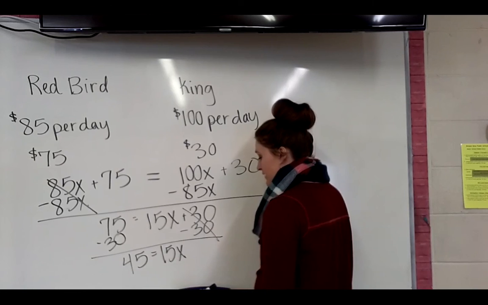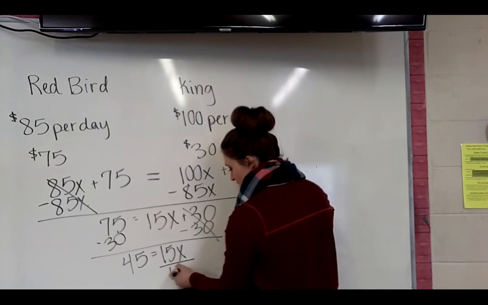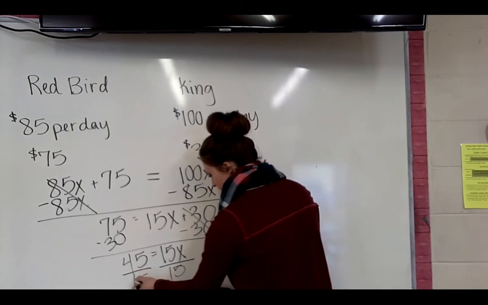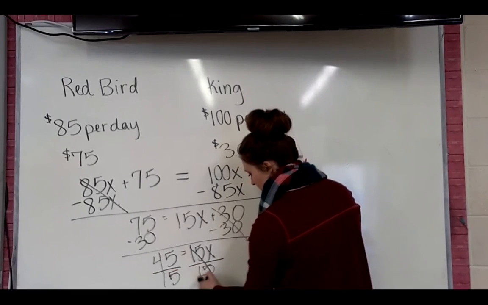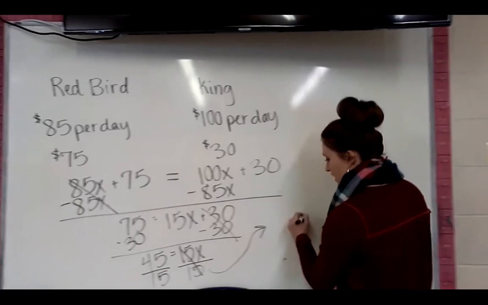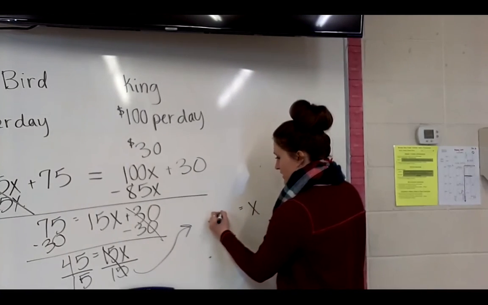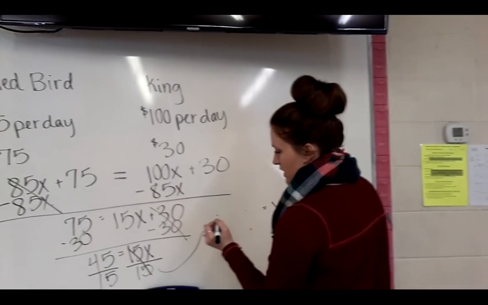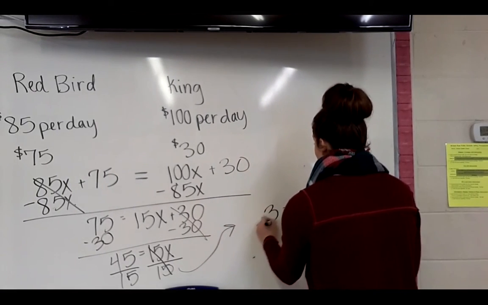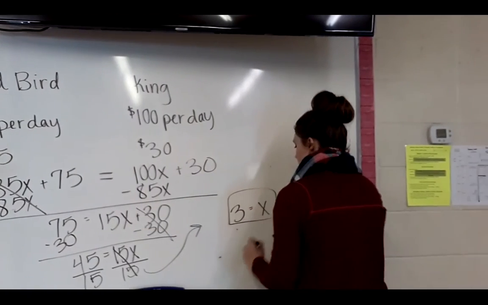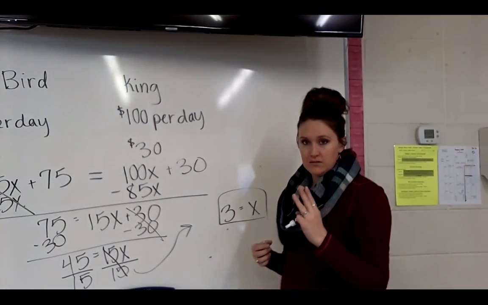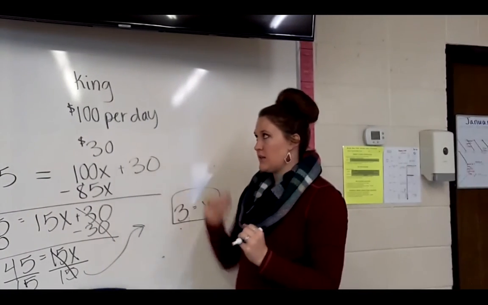Now, I have 15 and X. I'm trying to get rid of the 15. It's being multiplied, so we divide both sides by 15. Sorry, it's hard to write down low. I'm going to come over here. So we get, what is that? 45 divided by 15 is 3. So that means after 3 days, they'd be the same price.